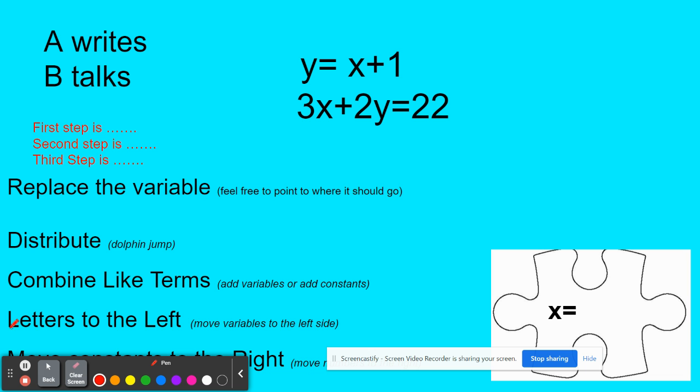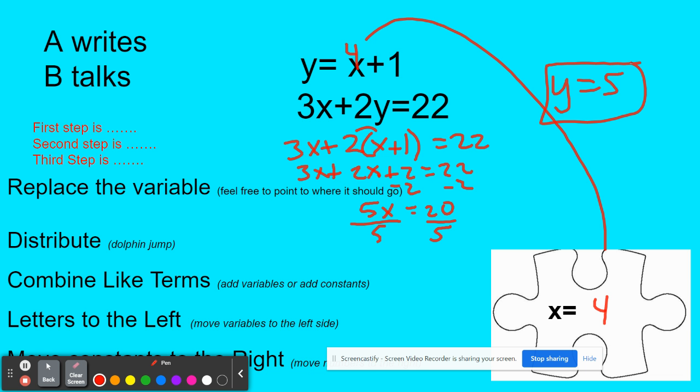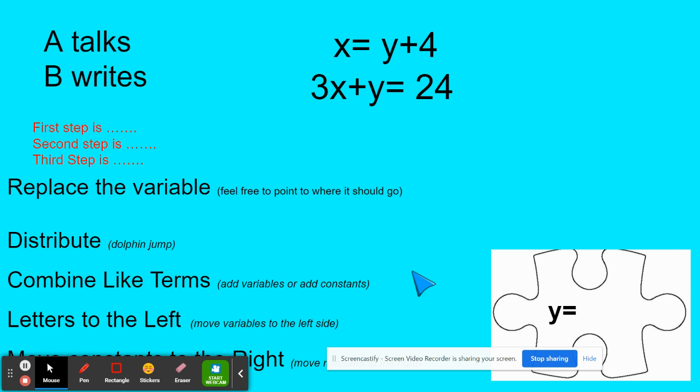If I did your work properly, we plug this in, 5x. I'm going to do this real quick. I get 5x subtract 2 equals 20. Divide by 5, x equals 4. If I plug 4 back in right here, 4 plus 1, y equals 5. Let's go. Okay? All right, next one. We're going quick.